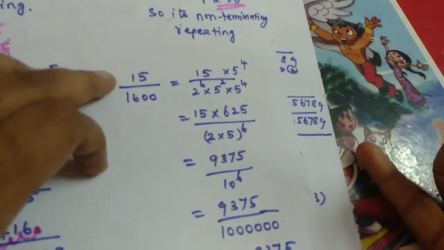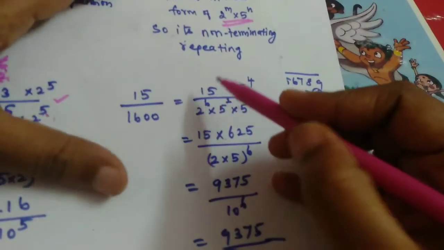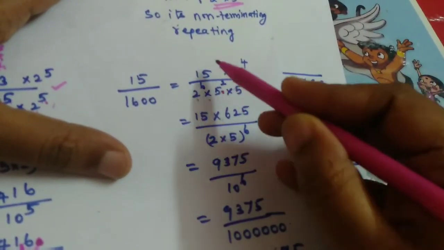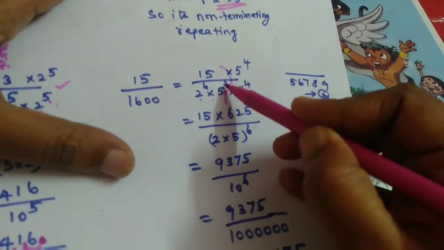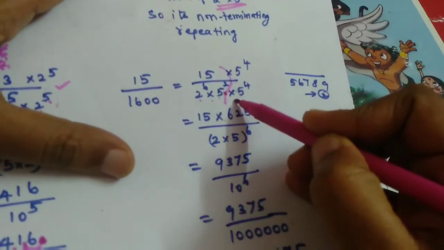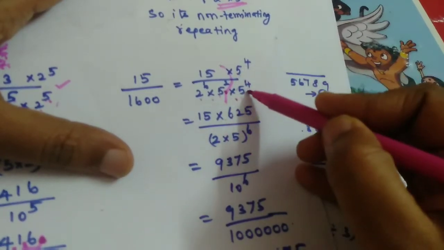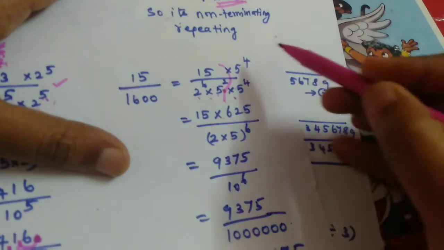The next sum is also 15 by 1600, which I have taken. So actually this decimal expansion is 15 by 2 power 6 into 5 squared. But we need 5 power 6, and 5 squared is already there. So what we should add is the remaining 5 power 4, into 5 power 4. Whatever change we make in the denominator, we have to do the same to the numerator also.